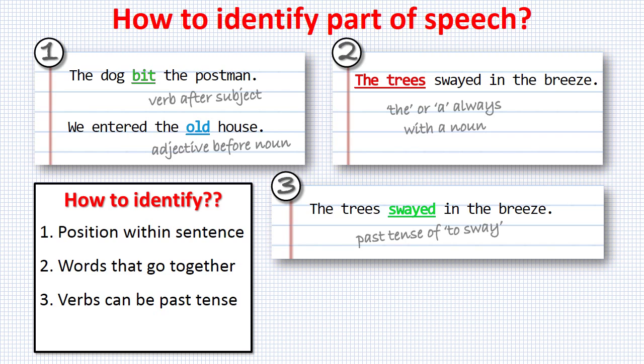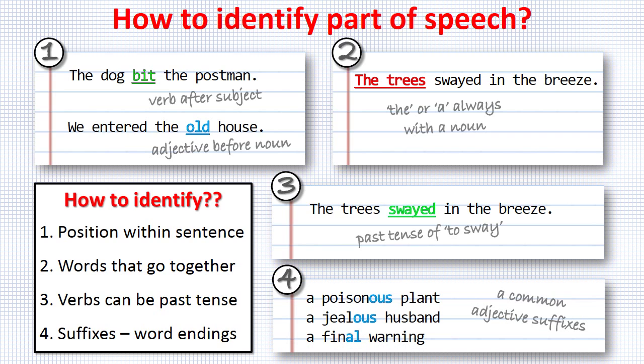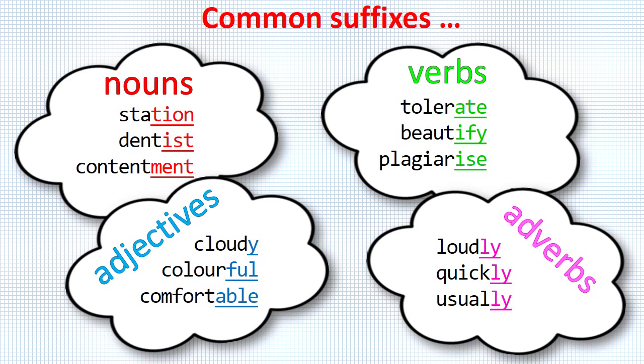Another thing to look at is the suffix. That means the bit at the end of the word. This often tells you what the word class is. So, for example, here are some adjectives. Notice how they often end in ous or al. There are a lot of different suffixes, and we'll look at them in more detail later in the course. But for now, here are a few more.